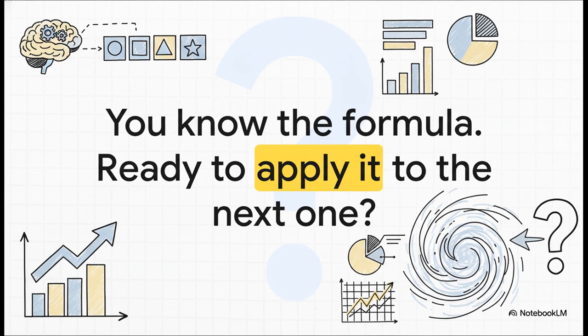So there you have it. The whole anatomy of a 4-mark comparison question is just a simple, repeatable pattern. You have the formula now. The only question left is, are you ready to go out there and apply it to the next one you see?